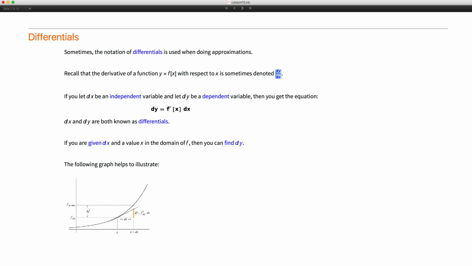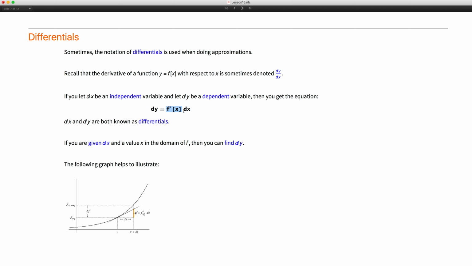Now, dy over dx is the same as f prime x. So if you cross multiply, then you get the equation dy equals f prime x times dx. These quantities dx and dy are called differentials. They represent the change in x and the change in y respectively. And so, of course, if you're given dx over here, then you can work out dy using f prime x.